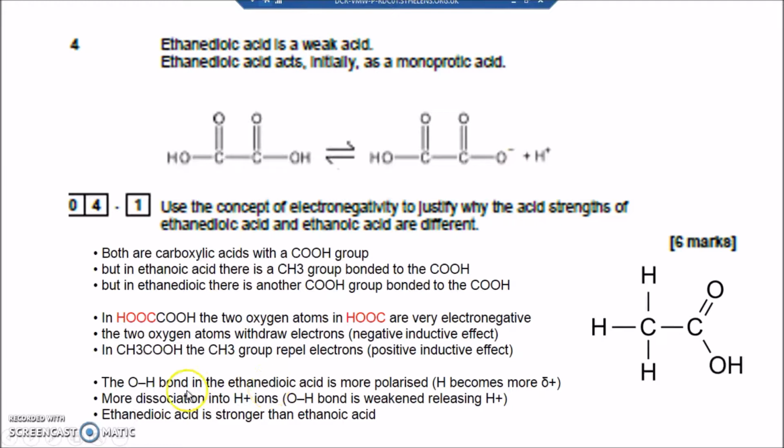In other words, the electrons are being withdrawn, and this gets a large delta minus and a large delta plus, almost ready to break. There's more dissociation into the H+ ions. In other words, the OH bond is weakened and going to release H+, because this section of the molecule is withdrawing electrons. Very delta minus, very delta plus here, and the electrons will more likely move onto the oxygen and break that bond and release H+. So there's more dissociation. Dissociation means breaking up of the molecule to make H+. And therefore ethane dioic acid is the stronger of the 2 acids.